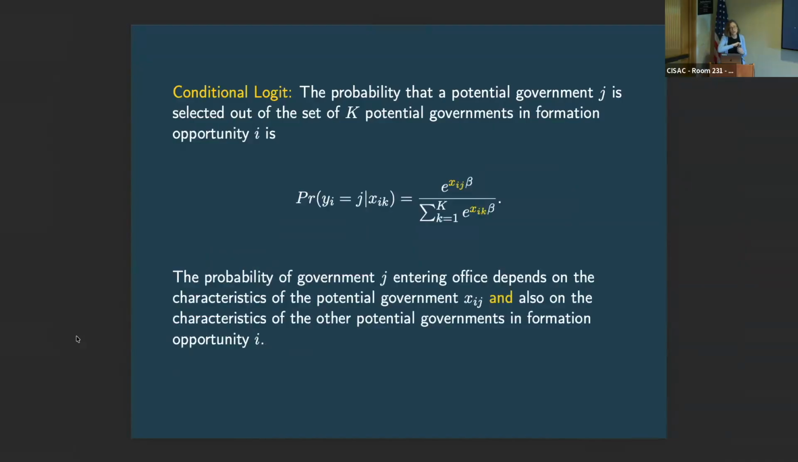And so scholars used a conditional logit to deal with this new approach. And the main thing that's going on here is that with the conditional logit, you're taking account of the characteristics of potential government J. At the same time, you are also considering the characteristics of the other potential governments. So using this approach solves some of the problems of the logit model that I mentioned earlier.